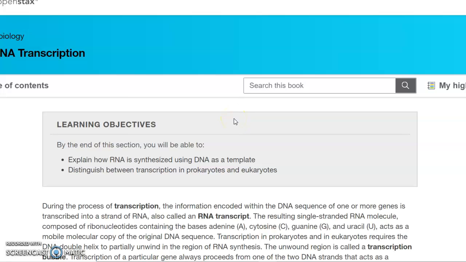Now we will look at transcription and translation, which are the two parts of protein synthesis. So in the process of transcription, we take the information in DNA, in one or more genes, and then transcribe that into a strand of RNA called the RNA transcript. And this is going to be our messenger RNA, or our mRNA.